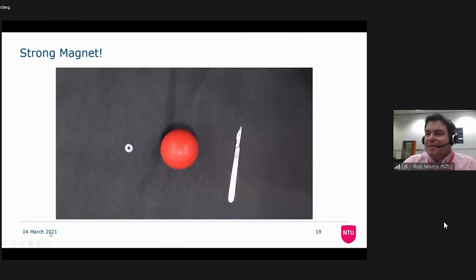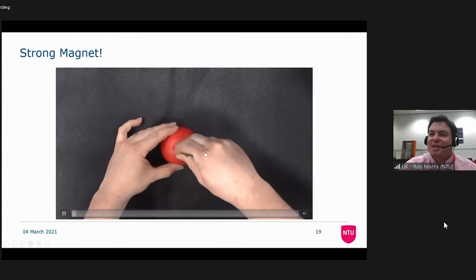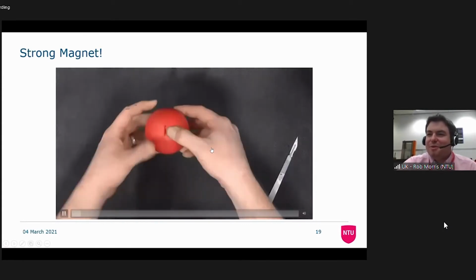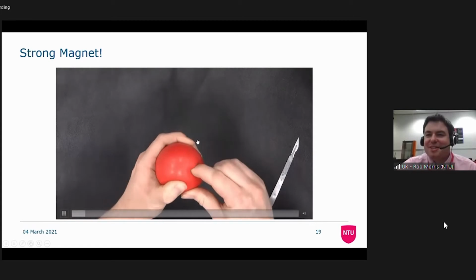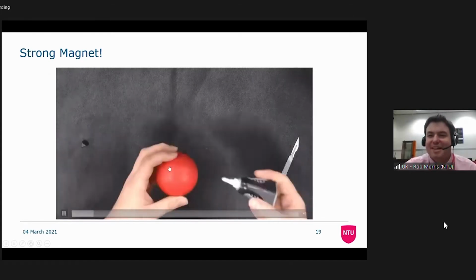So, a demonstration of the fact that it is indeed a strong magnet. This is a stress ball. This is a tiny washer. It's only this kind of big. I took a scalpel to the stress ball to stick in this washer so that it was safe to throw a washer at our MRI scanner, because unsurprisingly, it's not a popular activity to throw washers at MRI scanners.